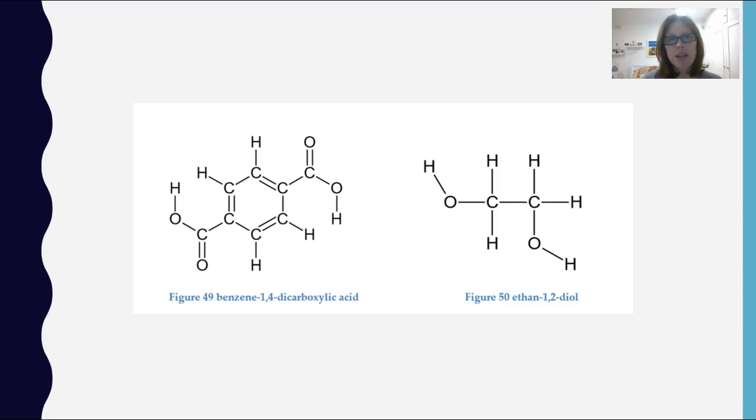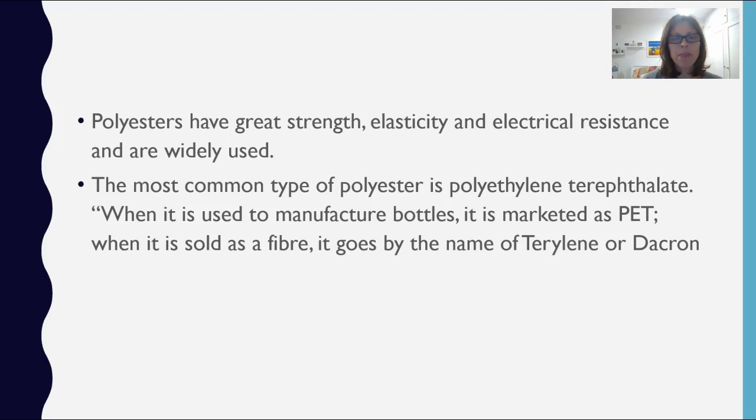And similar to the reactions we get, we are getting that ester forming, and it repeats itself, so it becomes a polyester, and that water molecule is then released from there. So these guys have got really good strength, elasticity again, electrical resistance. Now, the common one that we often find, it's marketed as PET in our plastics form, but when it's sold as actually a fiber in terms of clothing and so forth, it's actually terylene.